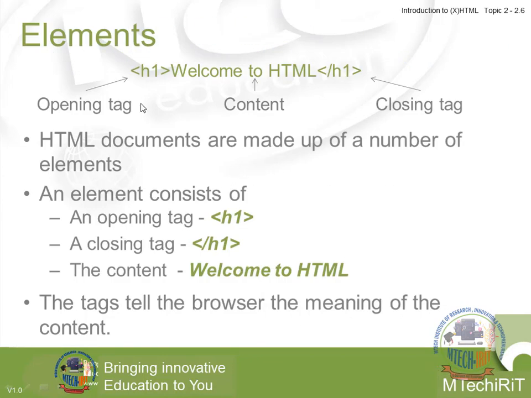So let's look at the element. Now you see we have H1, which is an open tag. I have the content. I have slash H1, which is the closing tag. HTML documents are made up of a number of elements. And elements consist of an open tag, closing tag, and the content. The HTML tag tells the browser the meaning of the content.